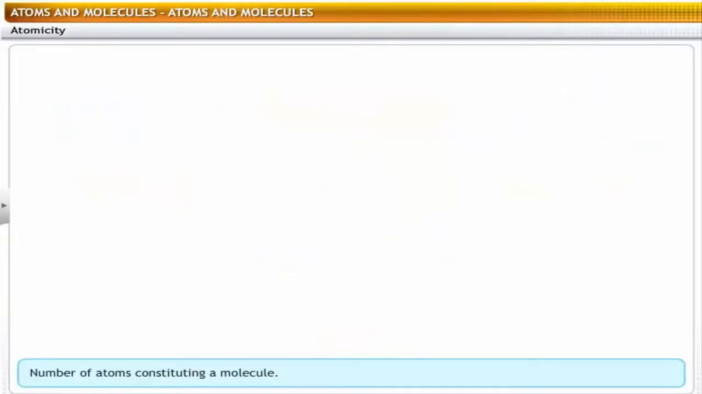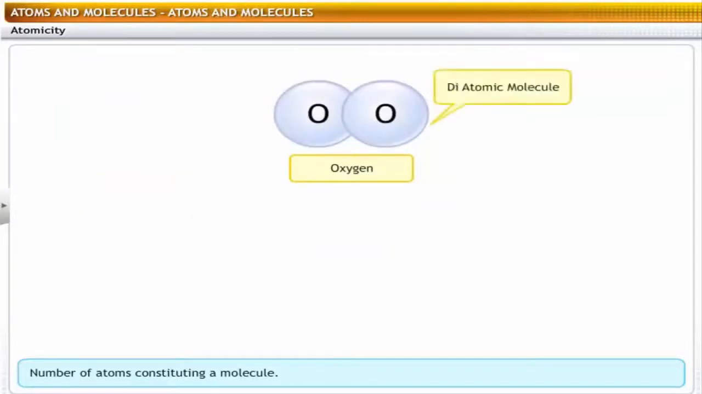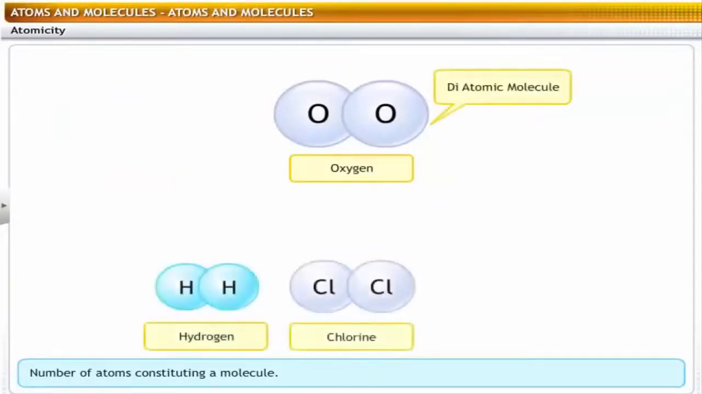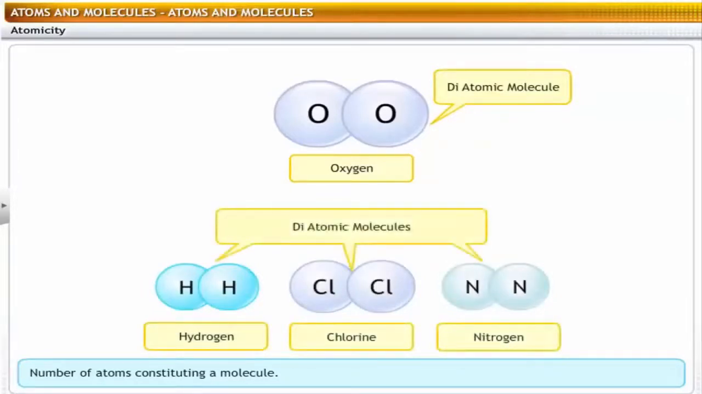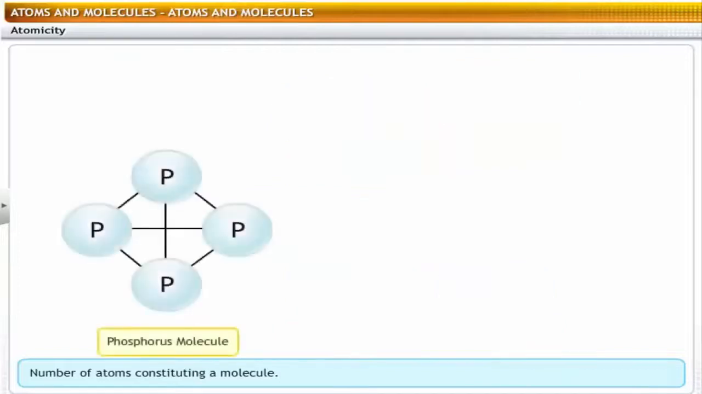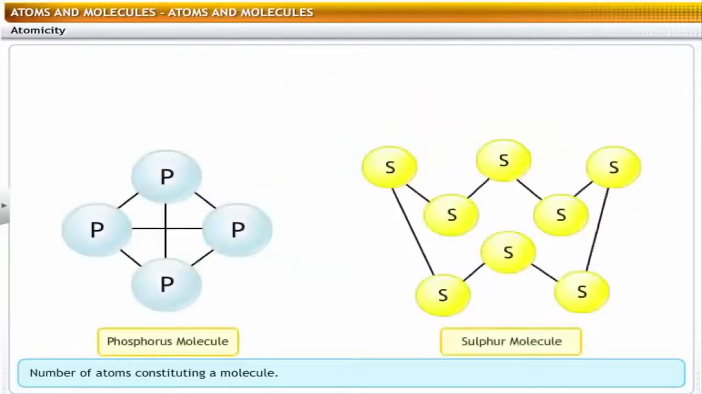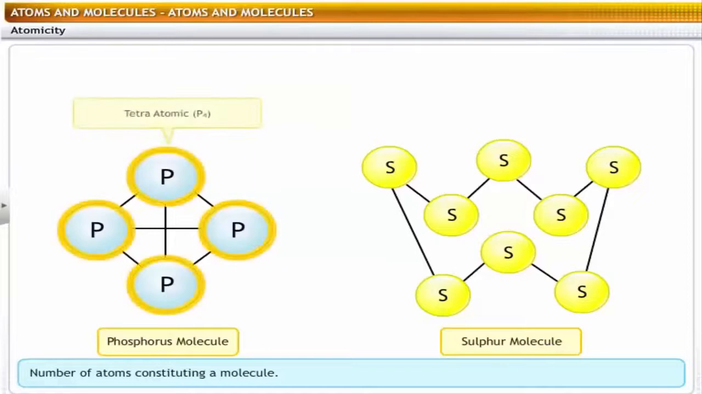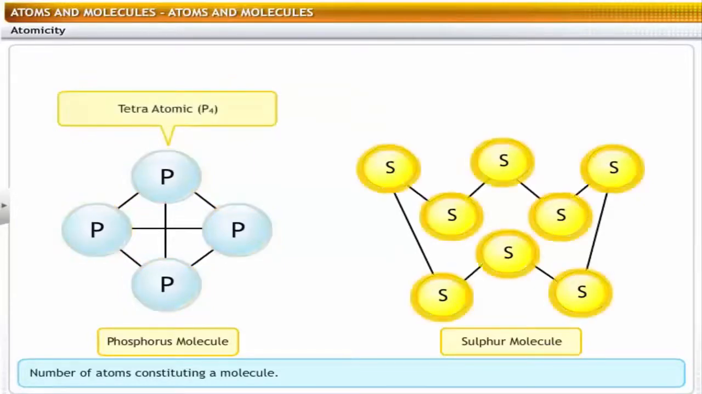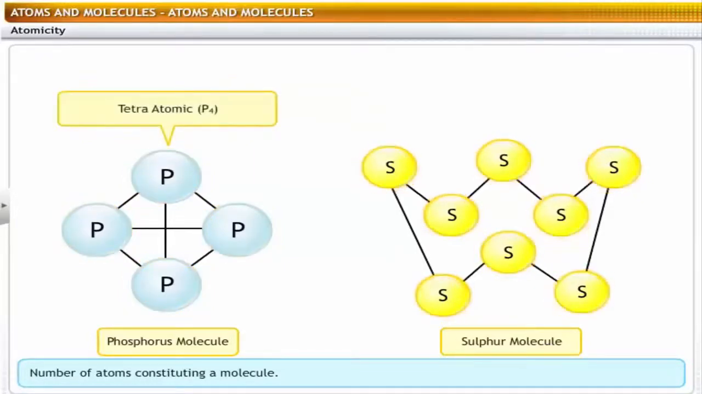Let us look at some examples. An oxygen molecule has 2 atoms of oxygen and is known as a diatomic molecule. Hydrogen, chlorine, nitrogen, etc. also exist as diatomic molecules. Elements like phosphorus and sulfur have more than 2 atoms in a molecule and are called polyatomic. A phosphorus molecule has 4 atoms of phosphorus, P4, and a sulfur molecule has 8 atoms, and is octaatomic, S8.